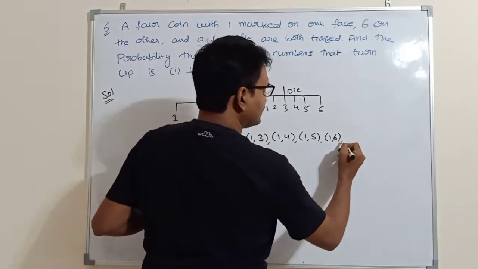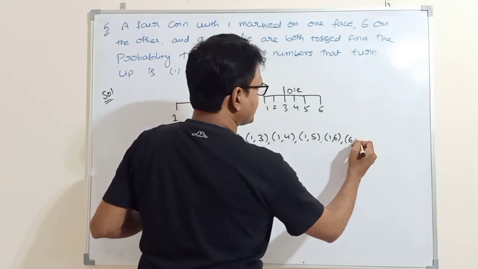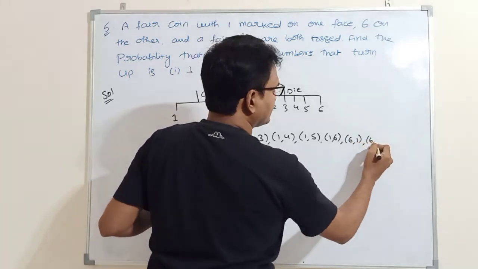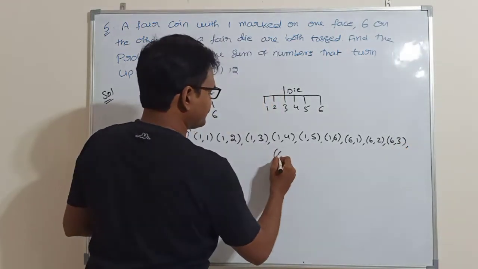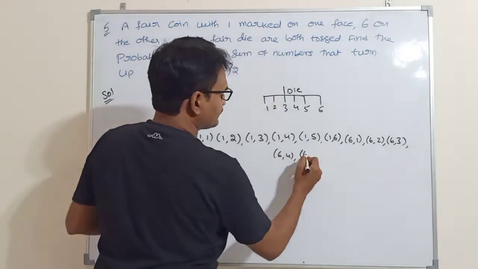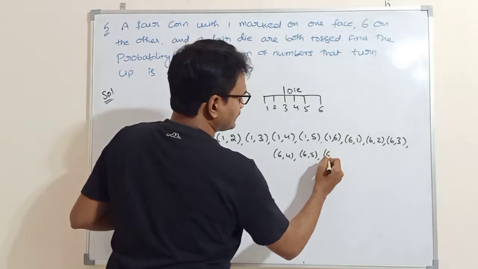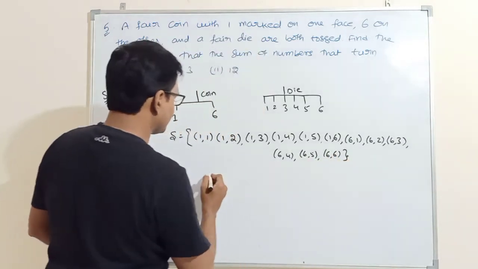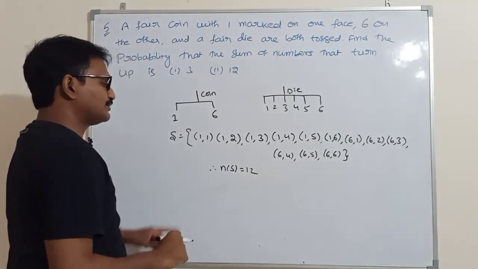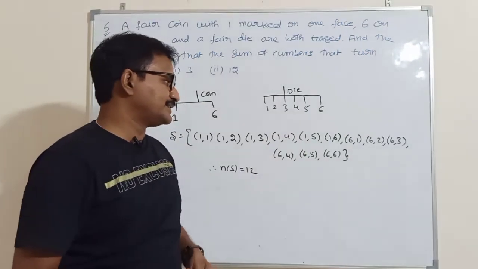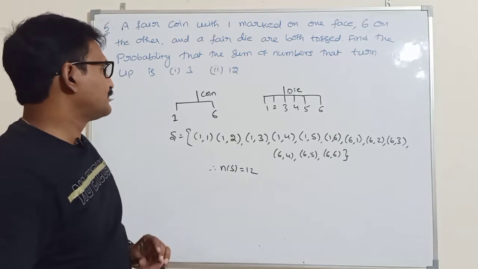Next, the coin may show 6 and the die may show 1. Similarly, 6, 2, 6, 3, 6, 4, 6, 5, 6, 6. So the number of sample points is 12. How many sample points will come? 12 sample points will come.